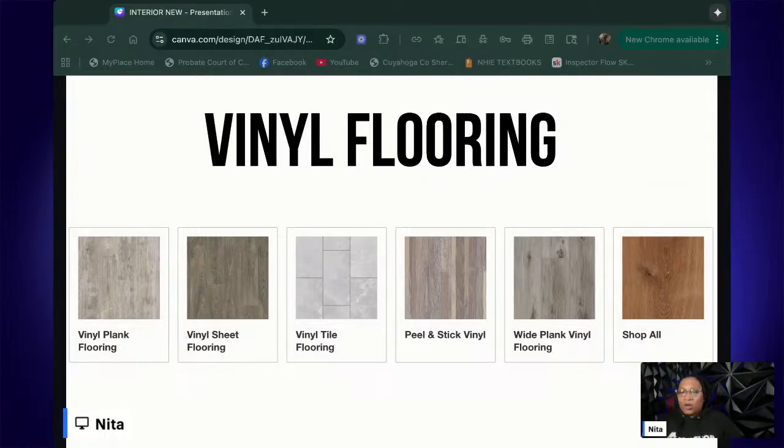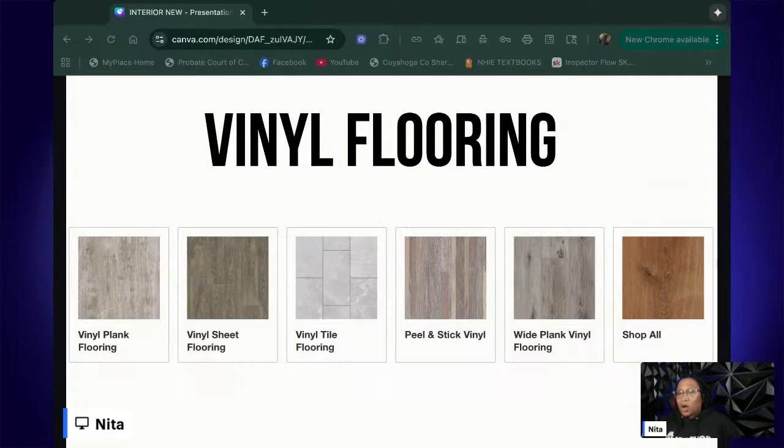Issues with vinyl, the cheap stuff: after a while, you can start to see dents in it. It'll maybe tear and sometimes even curl up around the edges. So those are different types of defects that you can look for.